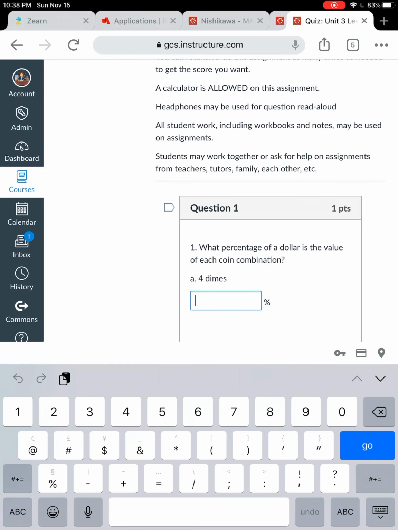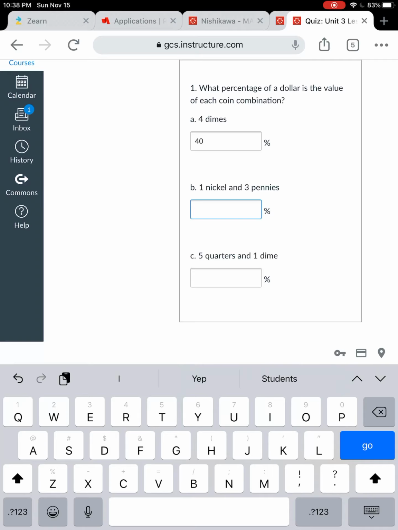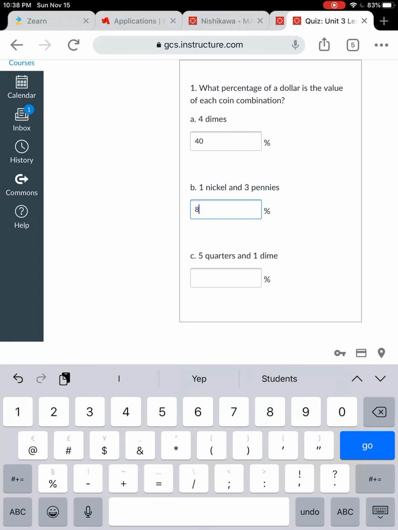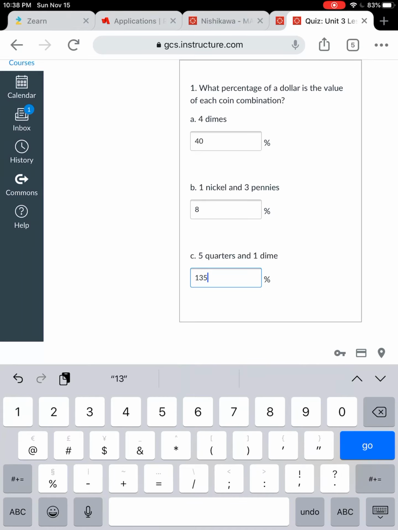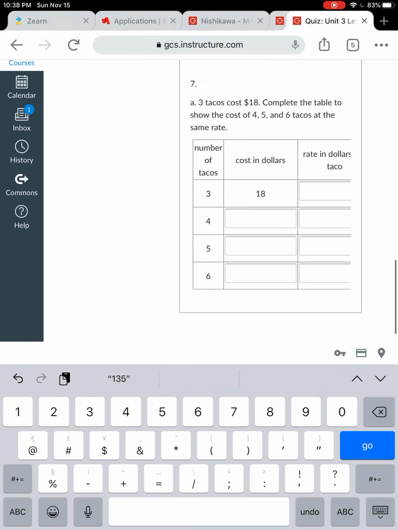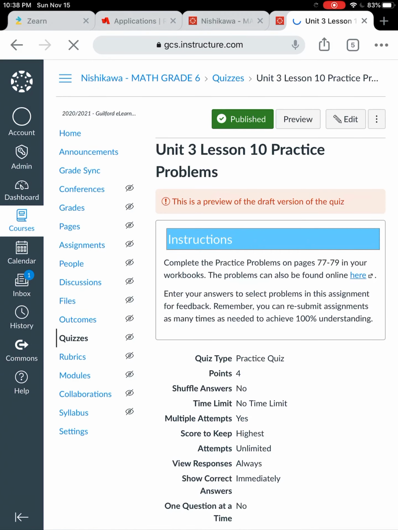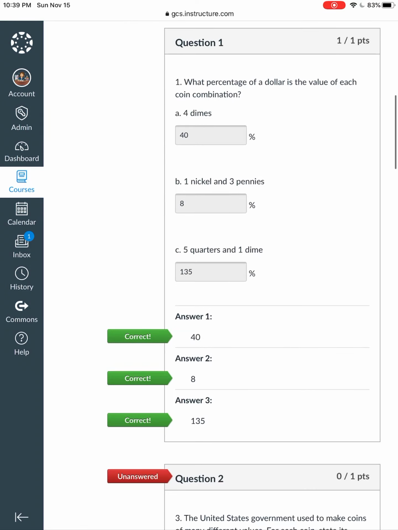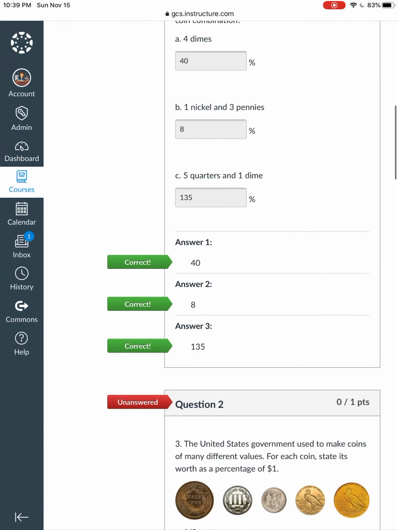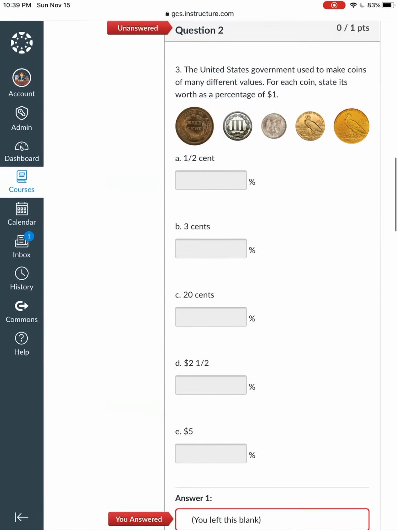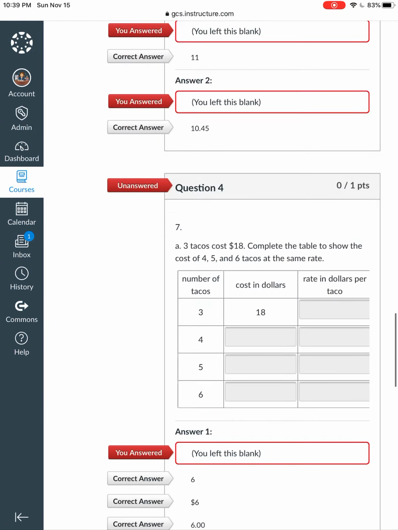So to enter it, you would put 40%, no decimal place. Remember, our 1 nickel and 3 pennies was 8%, and our 5 quarters and 1 dime was 135. Then you'll hit Submit Quiz. Make sure you've answered all of them, and then you will see if you got the answer correct. If it's unanswered or red, then you need to go back and fix it. Again, you can do this as many times as you would like. You can hit Resubmit.